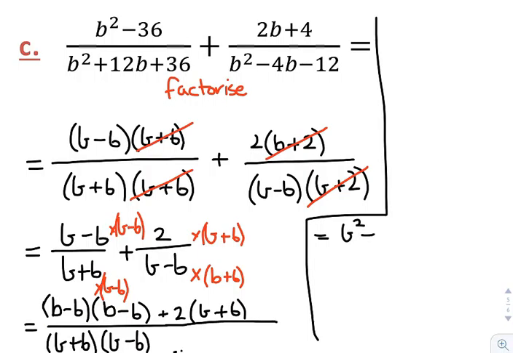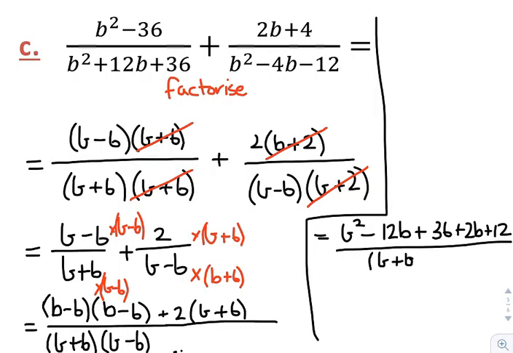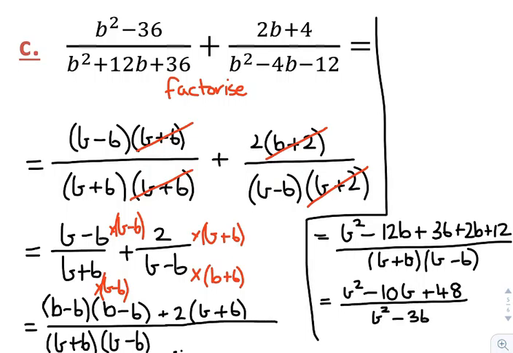Now, simplifying this or expanding this, we have simplifying the 36 and the 12 to get 48. And that would be our end answer in this particular question, with the bottom being expanded to b squared minus 36. I'm leaving my answer in expanded form because my question was given in expanded form.